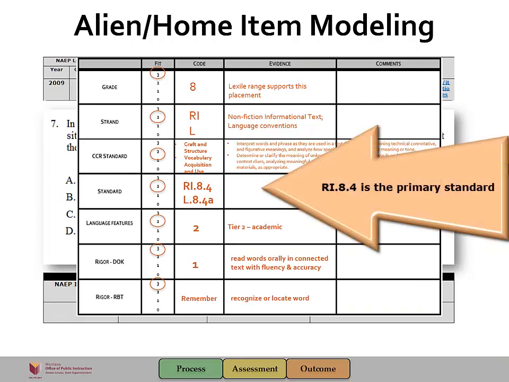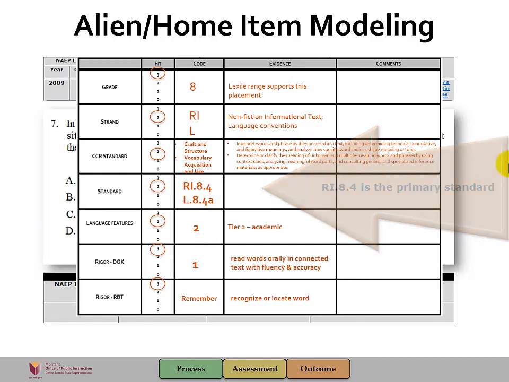The standard being met with this item would be an informational grade 8, number 4 standard, and language grade 8, 4A standard. Students need to determine the meaning of words and phrases as they are used in the text, including figurative, connotative, and technical meanings. Analyze the impact of specific word choices on meaning and tone, including analogies and allusions to other texts. They need to use context as a clue to the meaning of a word or phrase. And the language features of this prompt are academic vocabulary words, so it is a tier 2 word.